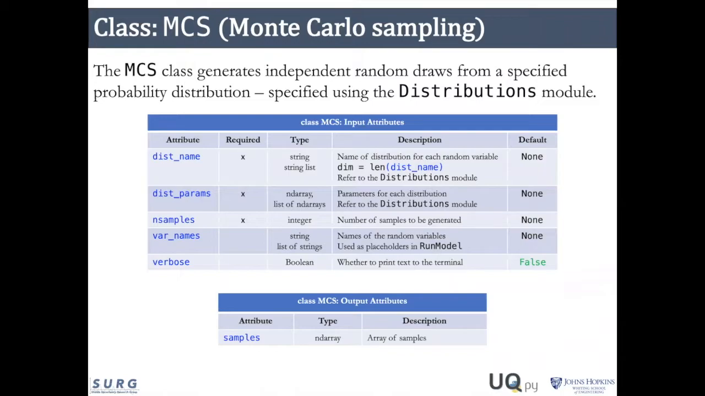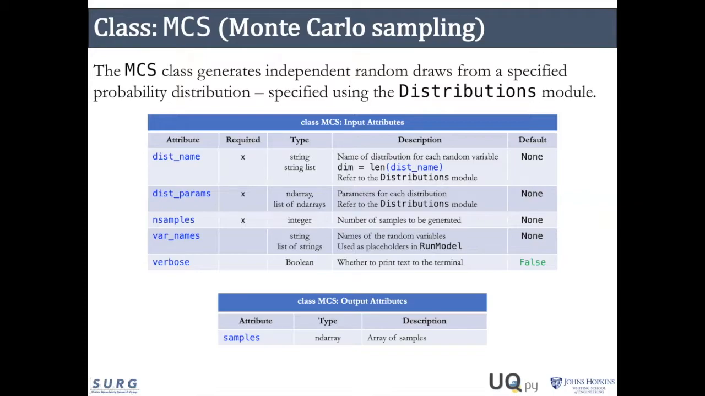And finally, what's important, the user needs to define the number of samples. There's no default value for that. So if the user wants 1,000 samples from this distribution, the n samples must be set equal to 1,000. And I need to mention here that the type of n samples needs to be an integer and not a float.